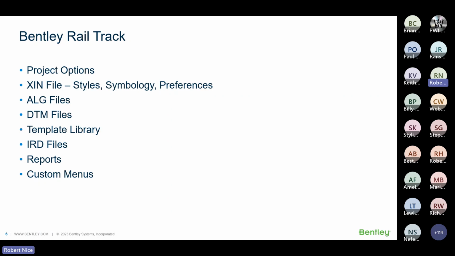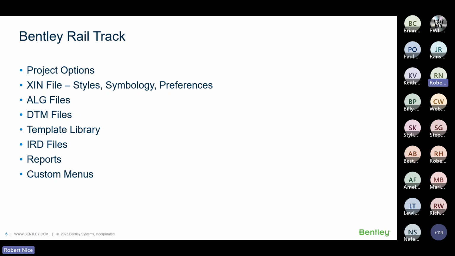In file options, you would have rail options in there, kind of exactly where it was. It moved around a bit. There are things like gauge, virtual transition lengths, those kind of things in project options. The XIN file, of course, is one of the key things when we're running Power Rail Track or Bentley Rail Track, because it contains all your style, symbology, preferences, and the way you want to display. Simple as that.